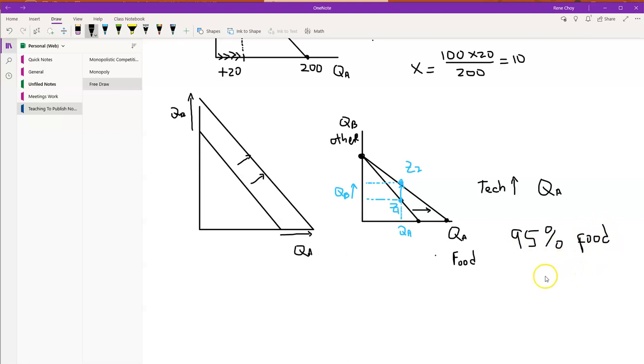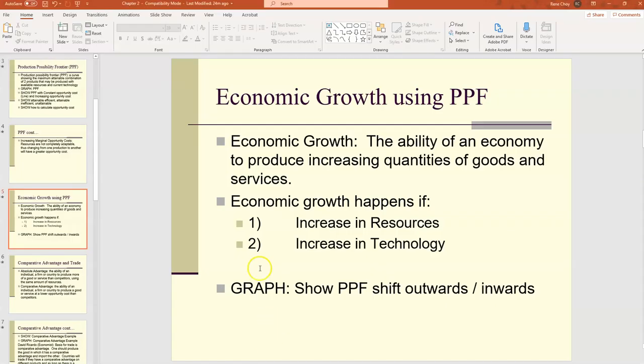Because of the advances of technology and all that, fast forward today, we only use about 1.5% of our population for the production of food. Now, we use plenty of other people for distribution and selling and so on, but for the production of food, we only use 1.5%. And we produce more food today than we did 200 years ago. All right.